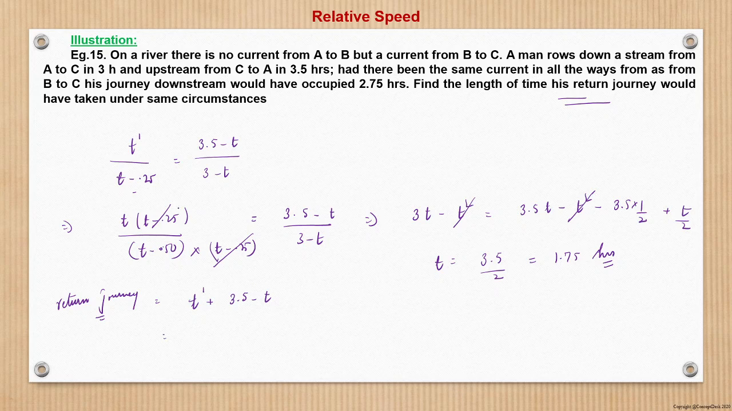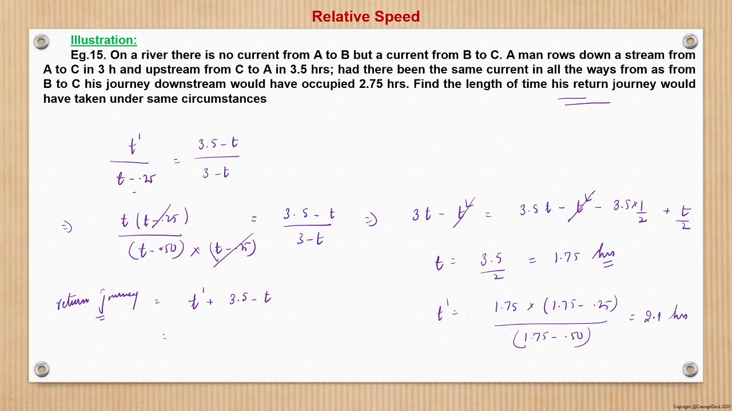The t dash value we can substitute here. We can find t dash as t into (t minus 0.25) upon (t minus 0.50), that is 1.75 into (1.75 minus 0.25) upon (1.75 minus 0.50). Let us calculate this value. So 1.75 into 1.5 divided by 1.25. This we get as 2.1 hours.